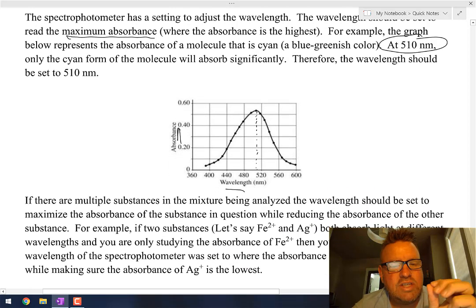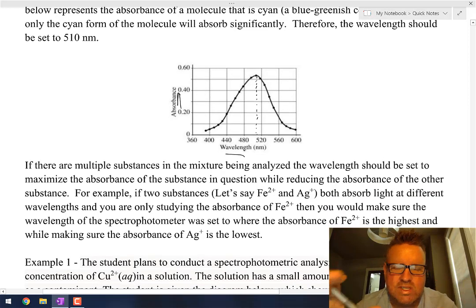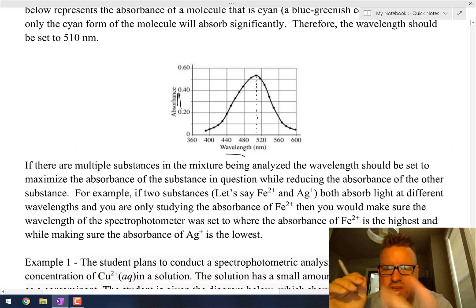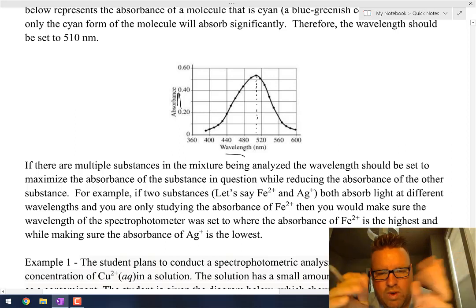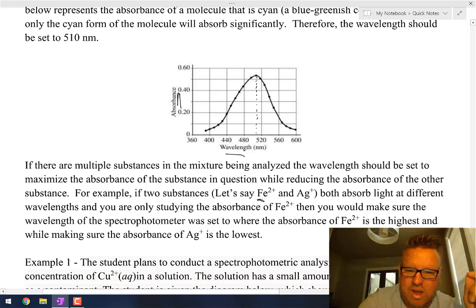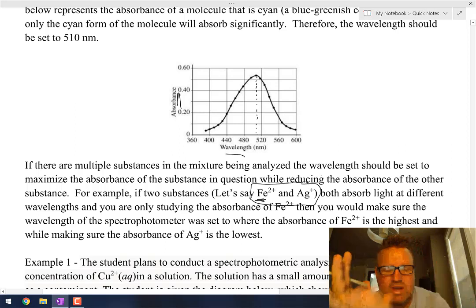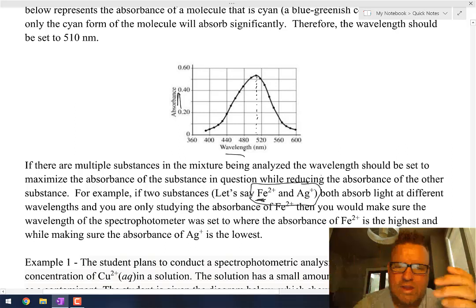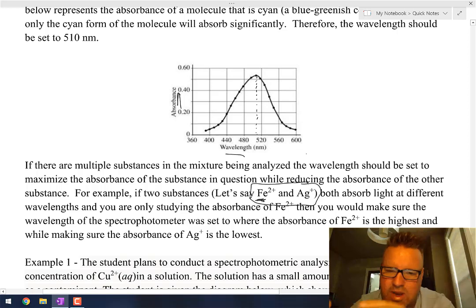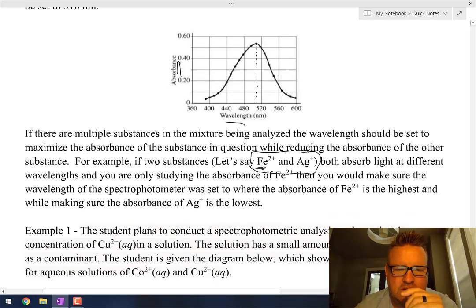Now, sometimes there are multiple substances in a mixture. Let's say that you have two different things that have different colors. You want to make sure that the wavelength is set at whichever one they're asking you about. If they're asking you about Fe2+ and you have a mixture of Fe2+ and Ag+, you want to make sure that the spectrophotometer is set at the right wavelength to maximize the absorbance of Fe2+ and try to minimize silver as much as possible.